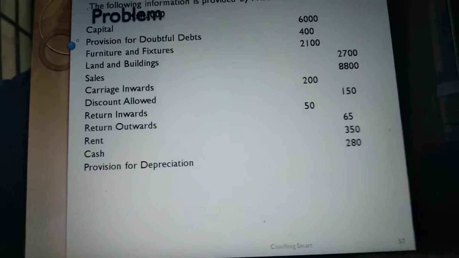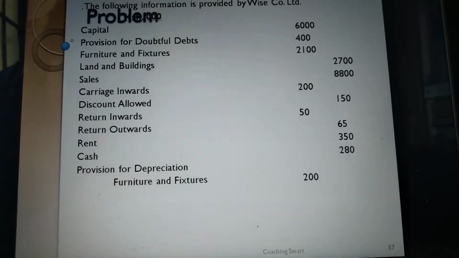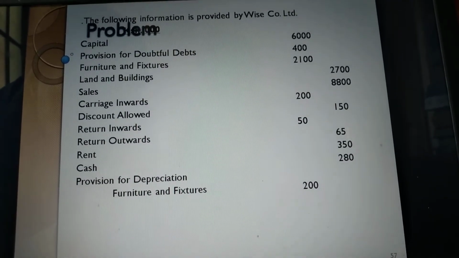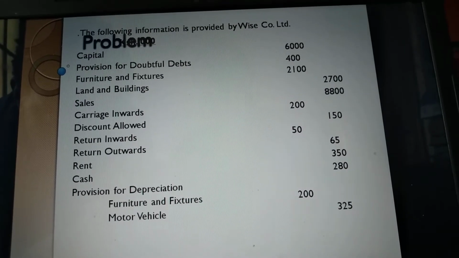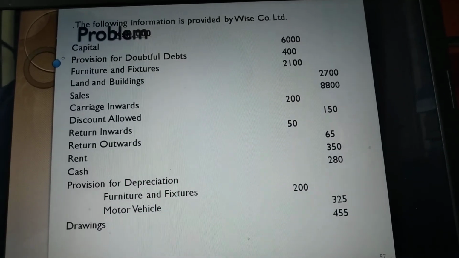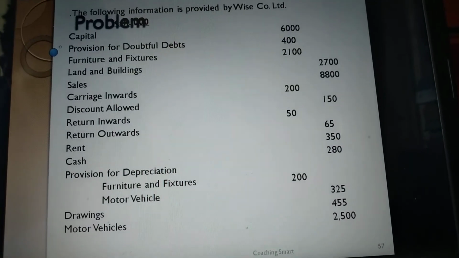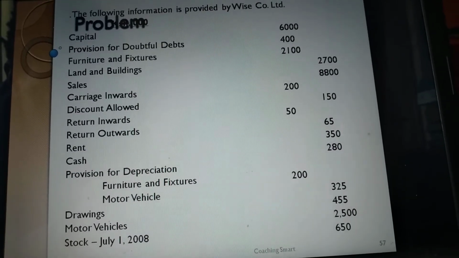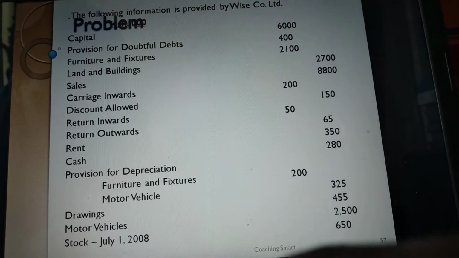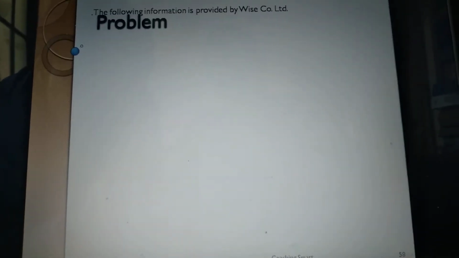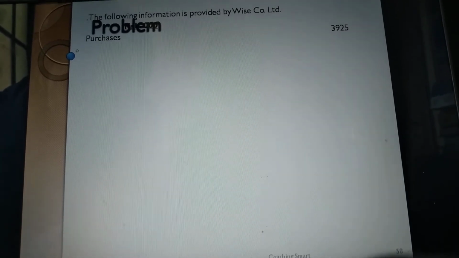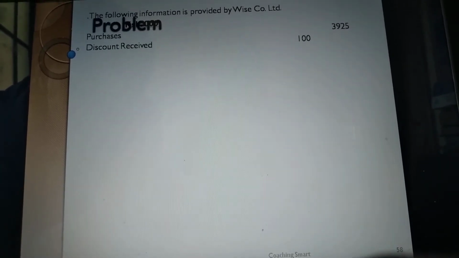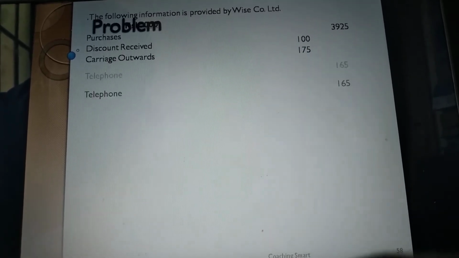Cash, 280,000. Provision for depreciation, which we have: furniture and fixtures, 200,000. Motor vehicle, 325,000. Drawings, 455,000. Motor vehicle, 2,500,000. Stock as on July 1st, 2008, 650,000. Purchases, which is 3,925,000. Discount received, 100,000. Carriage outwards, 175,000.